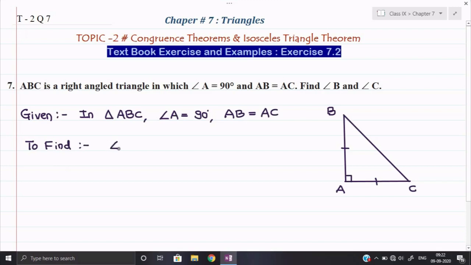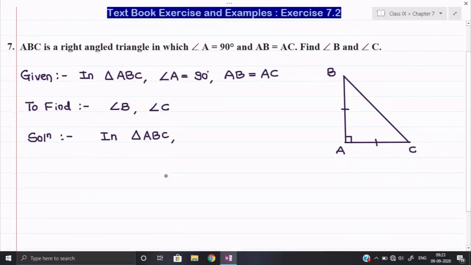Okay, what we need to find out here are angle B and angle C. Let us find out these two angles. So, solution. In the solution, first we shall write down, in triangle ABC, first you see AB and AC are given equal, right? Because in the question only they said AB and AC are equal, that is given in the question.